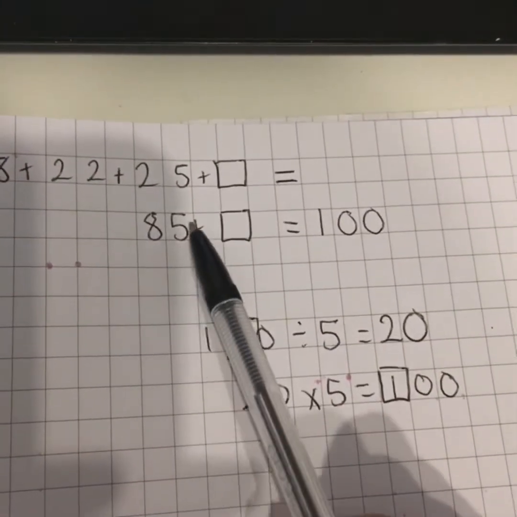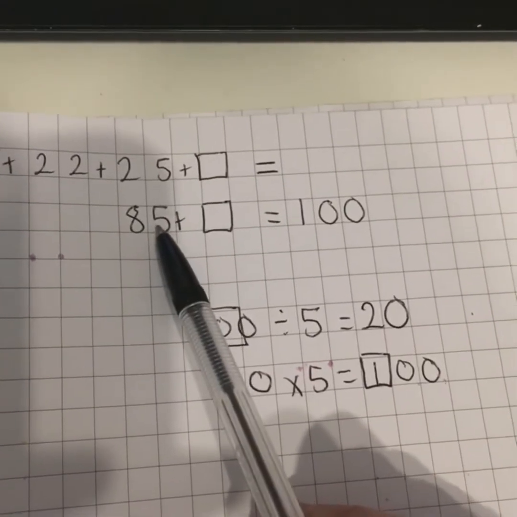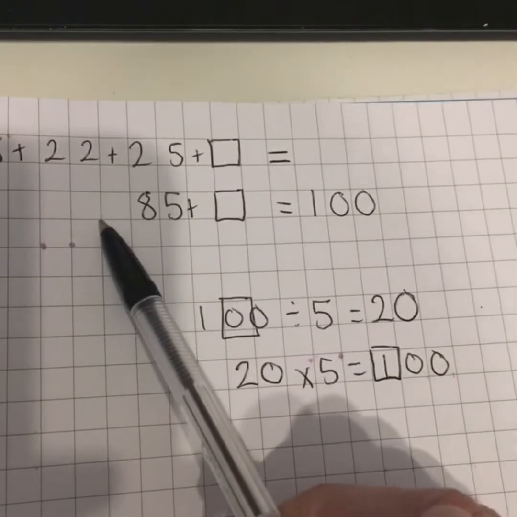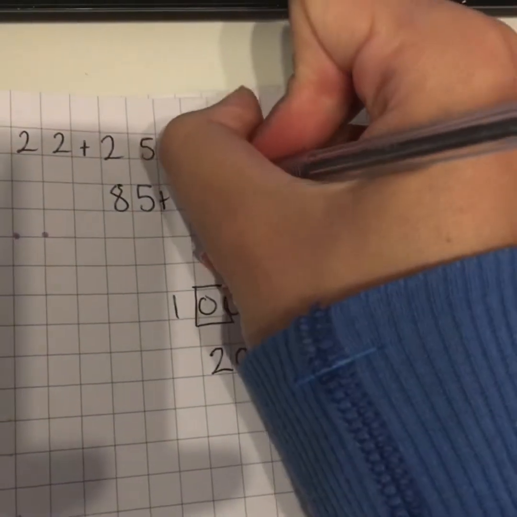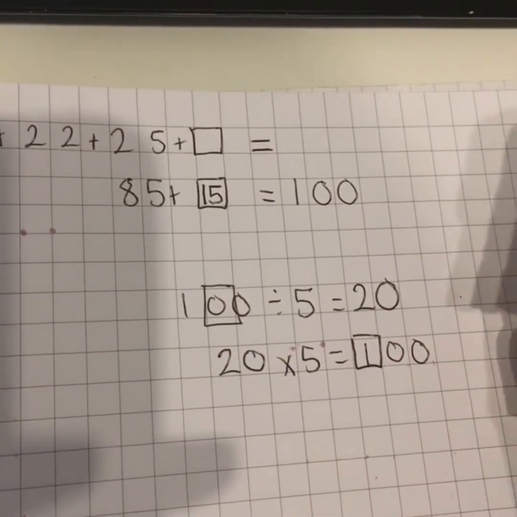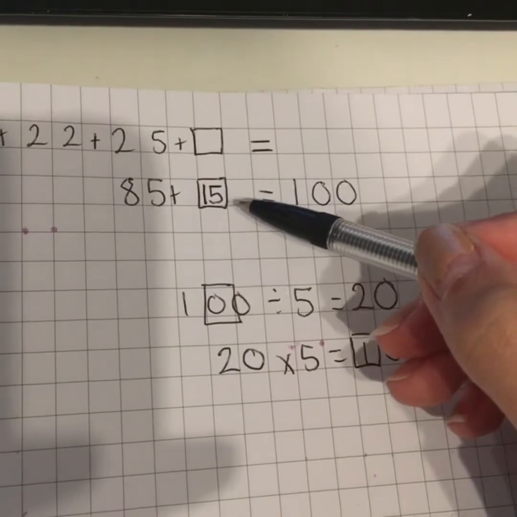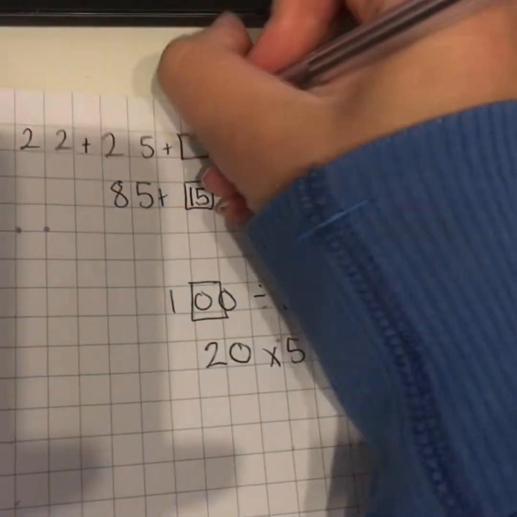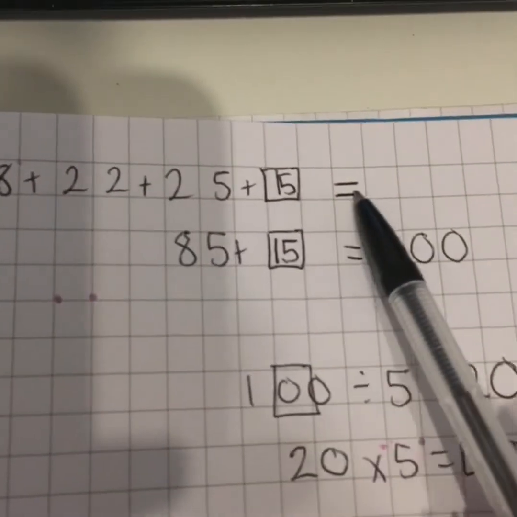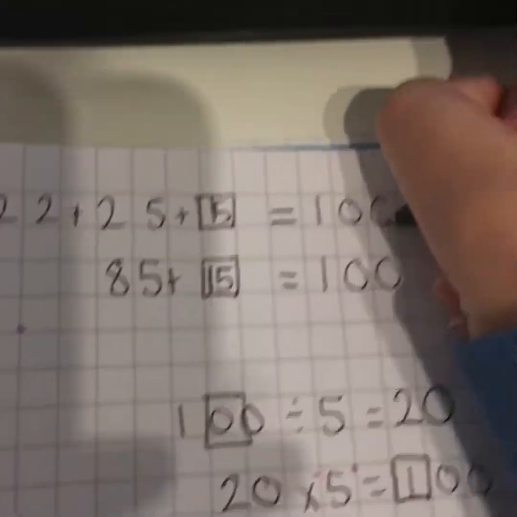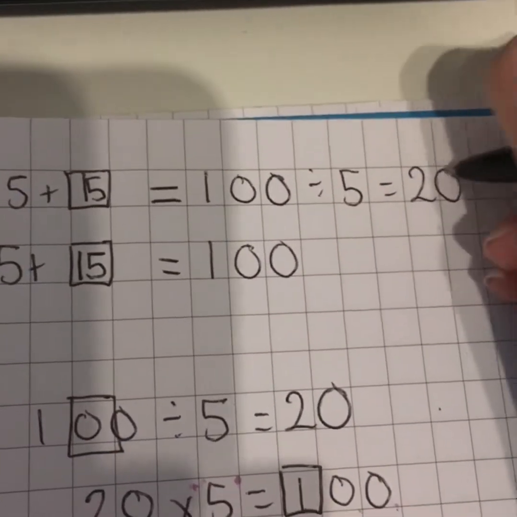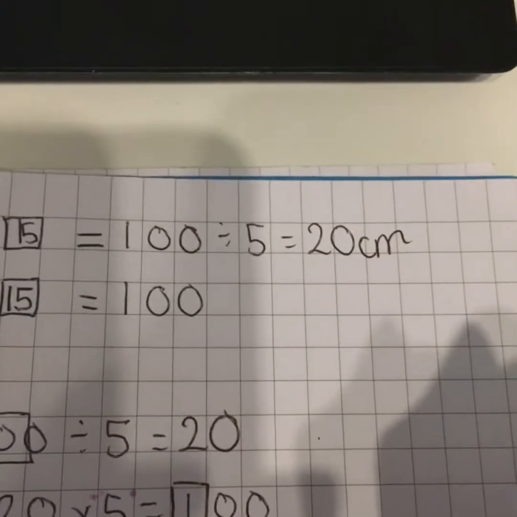Well, I know that the 4 lengths added up to 85. So what do I need to add to 85 to get to 100? Or I can do 100, take away 85. So this missing number here would be 15. So the missing length, the 5th snake, must be 15 centimetres long. Now let's check our answer. Let's see if that works. So if I add all of the lengths of the snakes up, I would get 100. And then I would do 100 divided by 5 because there's 5 snakes, and my answer would be 20 centimetres. Perfect. We've got it right.